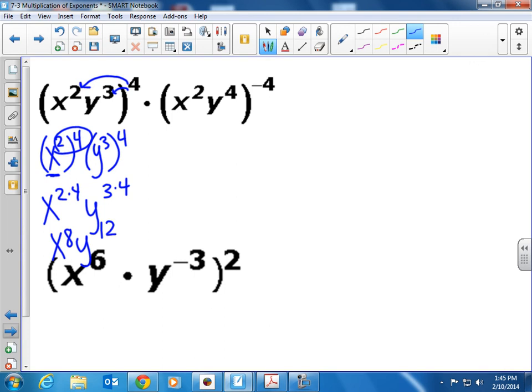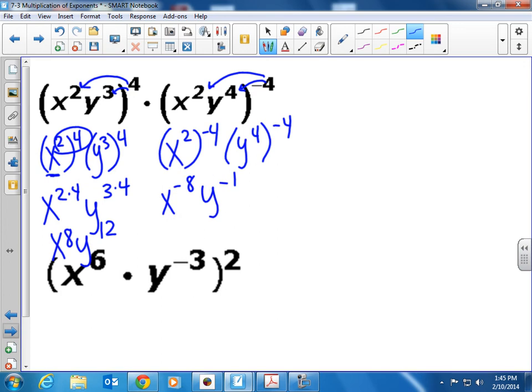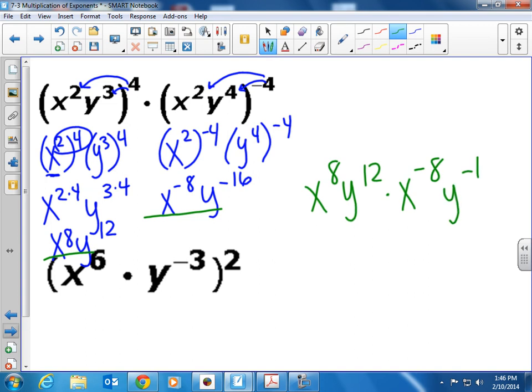Now let's worry about all this stuff. I'm going to give my negative 4 exponent to each. So I have x squared to the negative 4th, and I have y to the 4th to the negative 4th. So what do I get? X to the negative 8th, y to the negative 16th. So if I write all this together, I'm taking this stuff and multiplying them together. So x to the 8th, y to the 12th, times x to the negative 8th, y to the negative 16th. Keep in mind this is multiplication, so I can write them together in any order that's going to be easiest for my eyes to see.